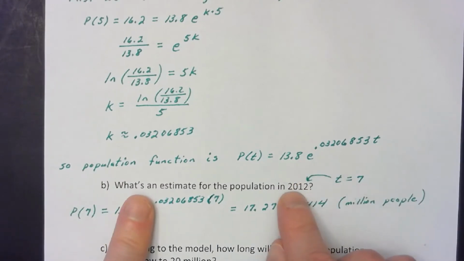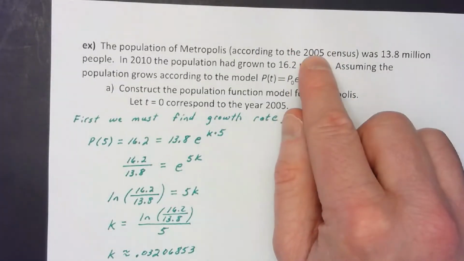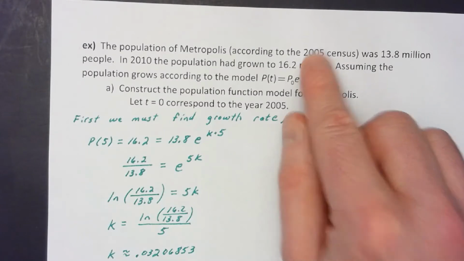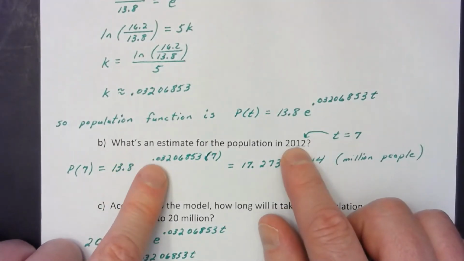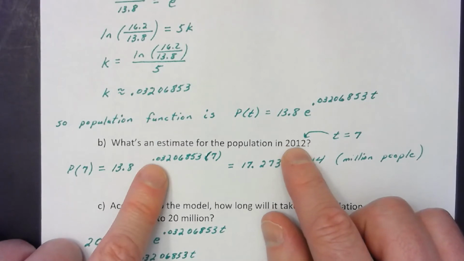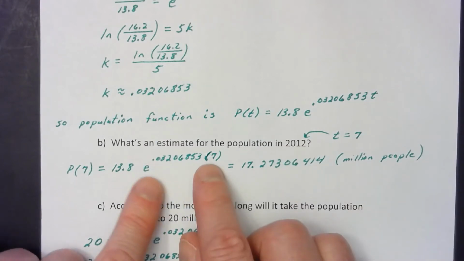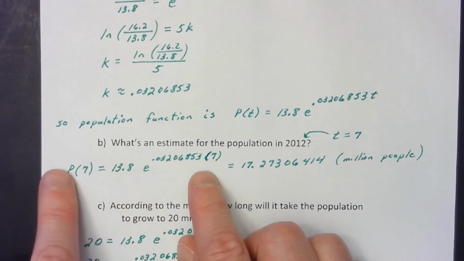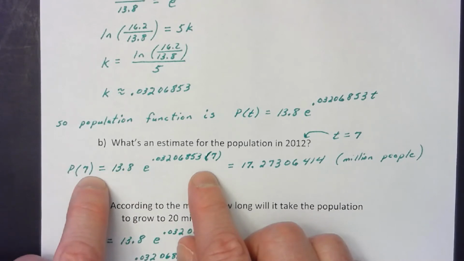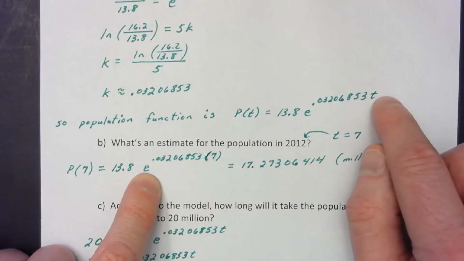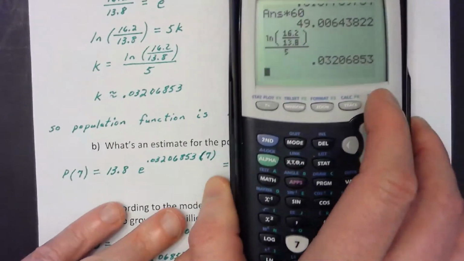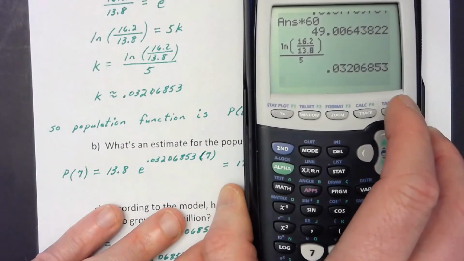Now, it's asking you to estimate what the population was in 2012. Well, if the original population in this problem was the year 2005, this is 7 years later. So the population in Metropolis in 2012 would have been, according to this model, the population 7 years later. All you're doing is plugging 7 in for t into your function up here. So it's pretty much just a straightforward plug it into your calculator problem.